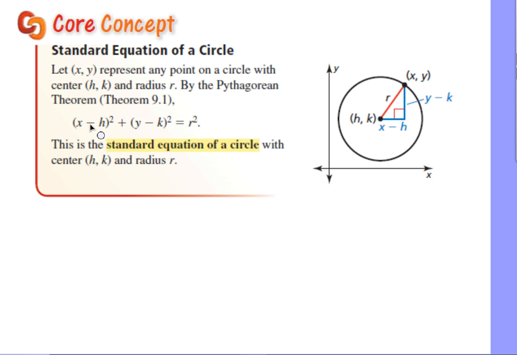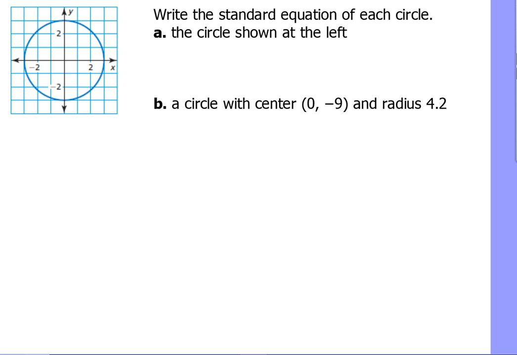Notice the standard equation is x minus h, y minus k. Why is that significant? Because it's the opposite of what you see if you're identifying the center. And r is going to be our radius, as we just found utilizing our Pythagorean theorem. So let's take a look here. Write the standard equation of each circle. Let's find the standard equation of this circle.